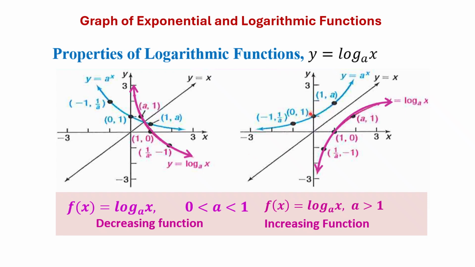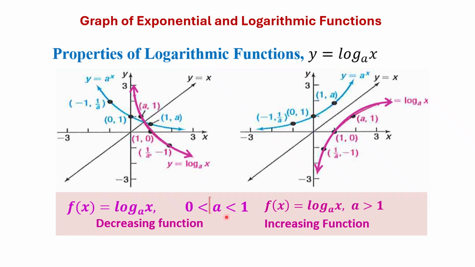And the other one, this blue is the graph of exponential, and this pink is the graph of its inverse, which is the logarithmic function. So similar to the exponential function, a must be positive but not equal to 1, and it divides into two types of graph. One is a is less than 1, the other one is a is greater than 1.